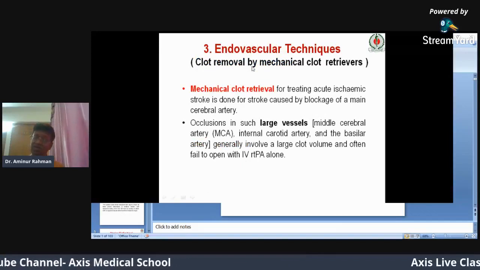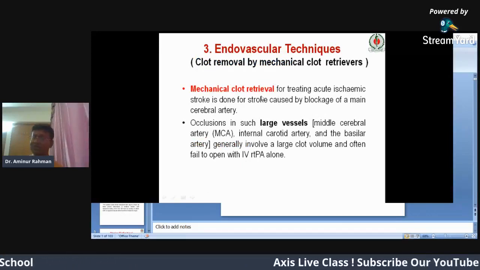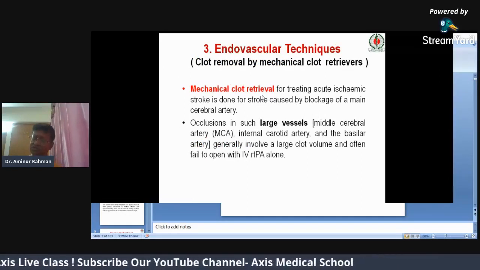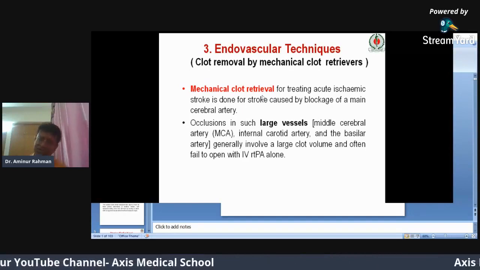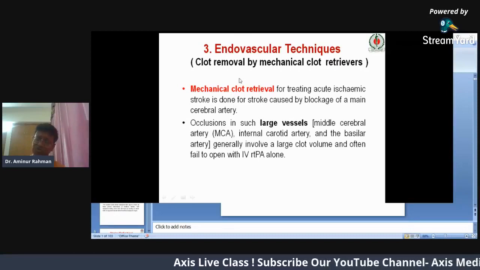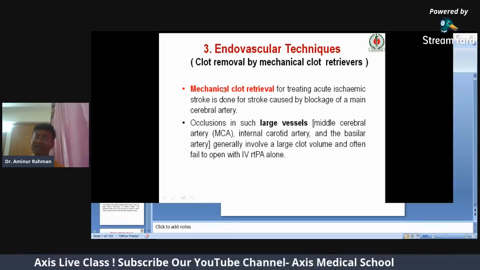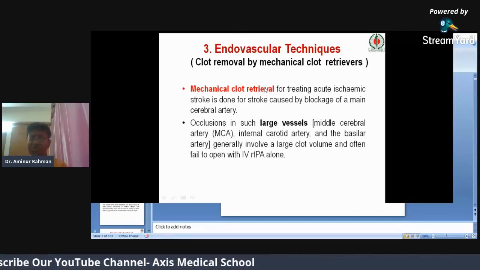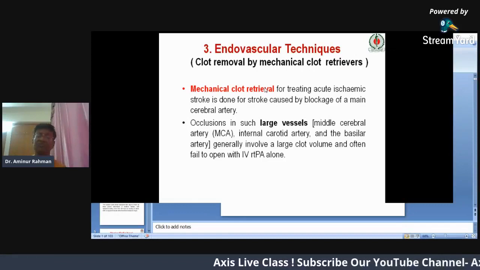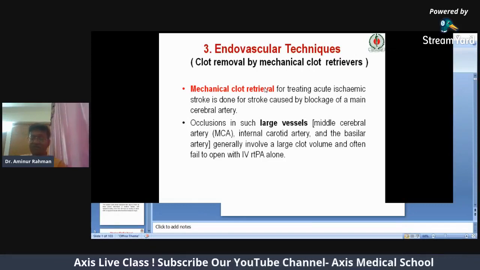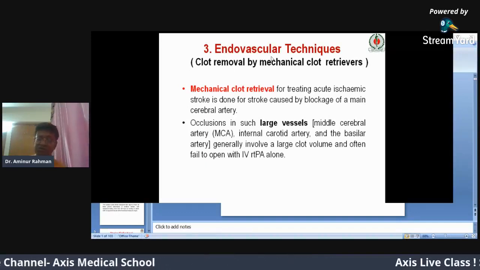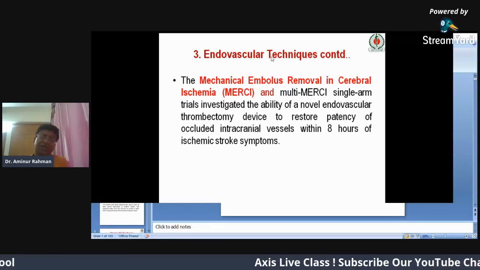And another is the endovascular technique. Sometimes when the clot is too big, when the clot involves more than one third of the MCA territory, we will go for endovascular mechanical thrombectomy. This is also done in my country. We have interventional neurologists, so we go for mechanical thrombectomy and IV thrombolysis also. And this is all done in my country.